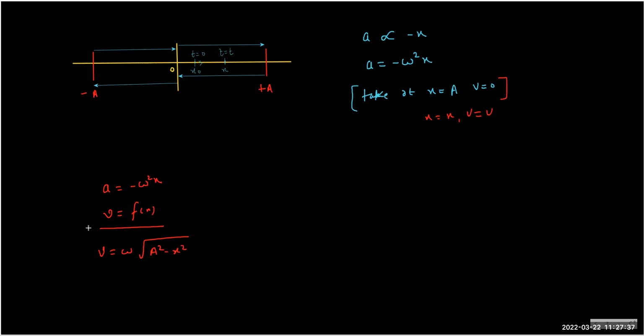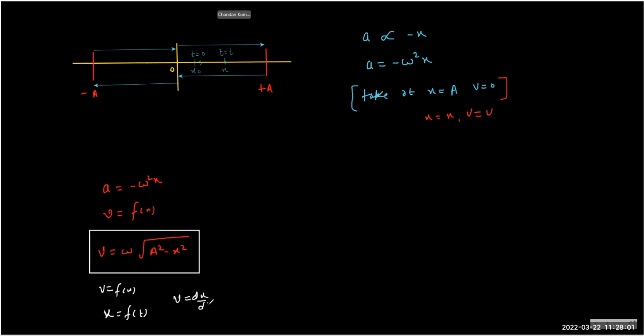So now the whole idea is what we have done in kinematics is what we're going to use here. So physics is over. The SHM is over. The rest is mathematics. Because you know v as a function of x, can you find x as a function of time t? Because v we can write as dx by dt, right? So v equals dx by dt.